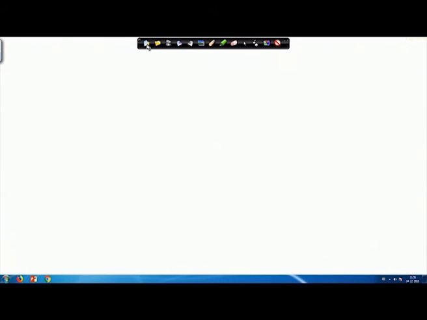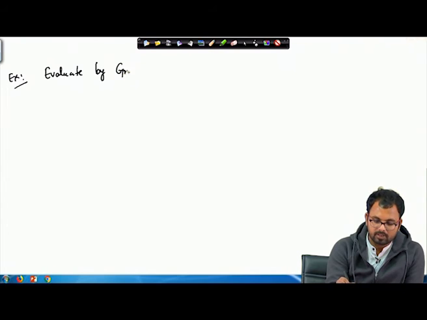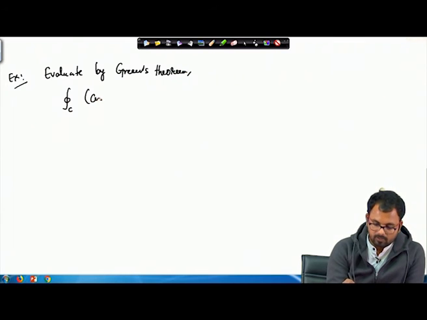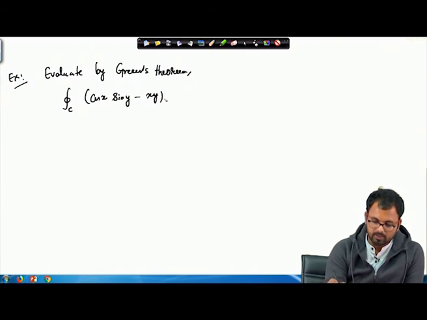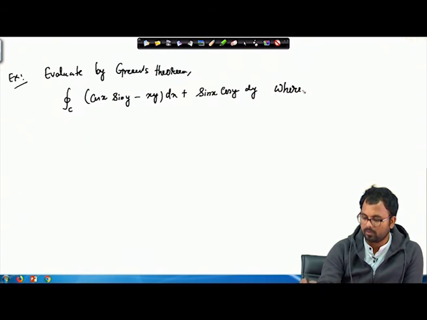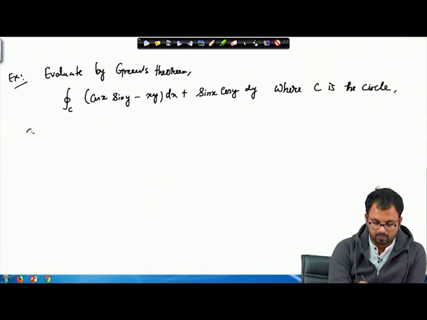Similarly, we can solve another example. So, let us consider this example: evaluate by Green's theorem. Here it says specifically Green's theorem: the integral of cos hyperbolic cos x sin y minus x y dx plus sin x cos y dy, where C is the circle x square plus y square equals 1.